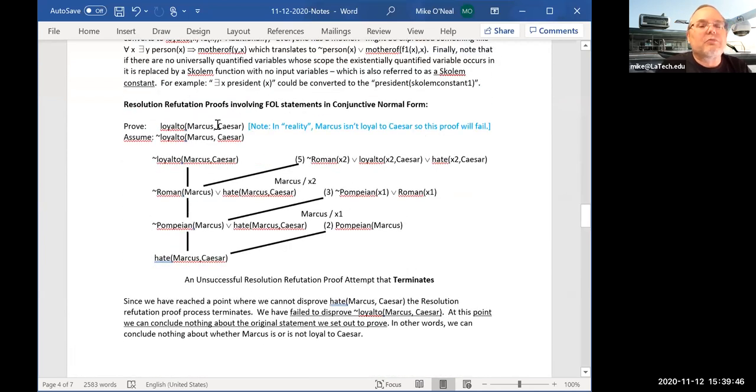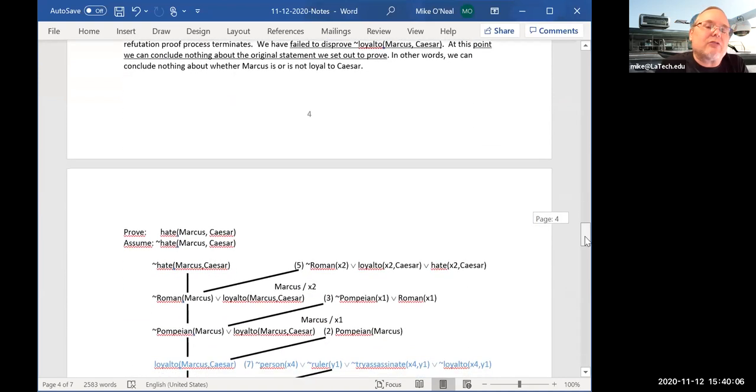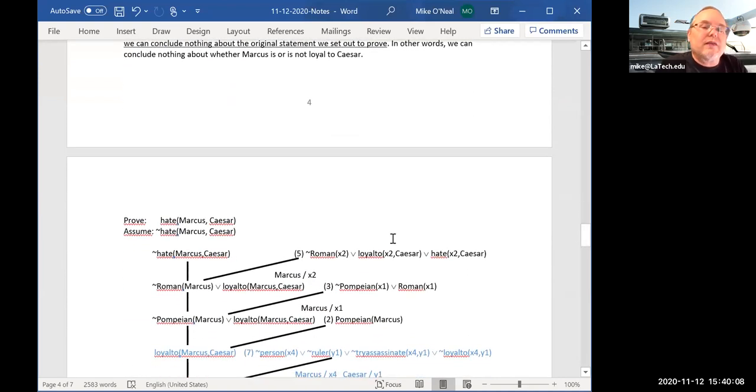When I tried to prove that Marcus was loyal to Caesar, which again isn't true, I ended up with Marcus hates Caesar. And because it's the refutation proof, I was trying to show that this was not true, that Marcus really didn't hate Caesar. But I wasn't able to do that. The algorithm stopped. So let me try the opposite now. Let me try to prove that Marcus does in fact hate Caesar, and let's see what happens here, okay?